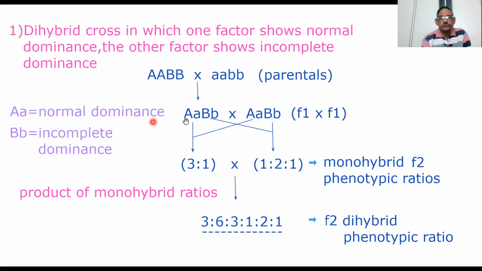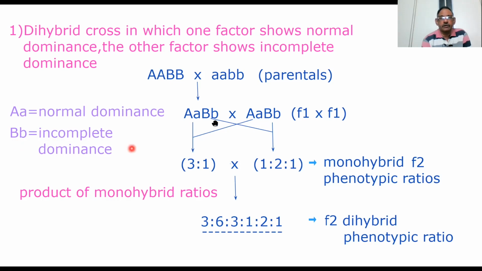Now switch to factor B. Capital B small b into capital B small b. This is F1 into F1 monohybrid cross, B factor cross. But remember, factor B shows incomplete dominance.